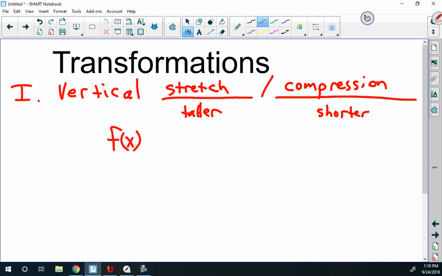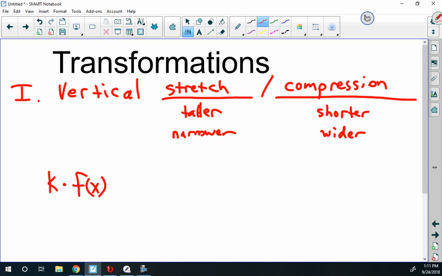Sometimes when things look taller, they also look narrower. When things are shorter, they look wider. So you've got to be careful with which language you use. But regardless, when we do this, we're going to be taking f of x and multiplying it by some unknown constant number. We just take the function, however the function's defined, and multiply it by some number.